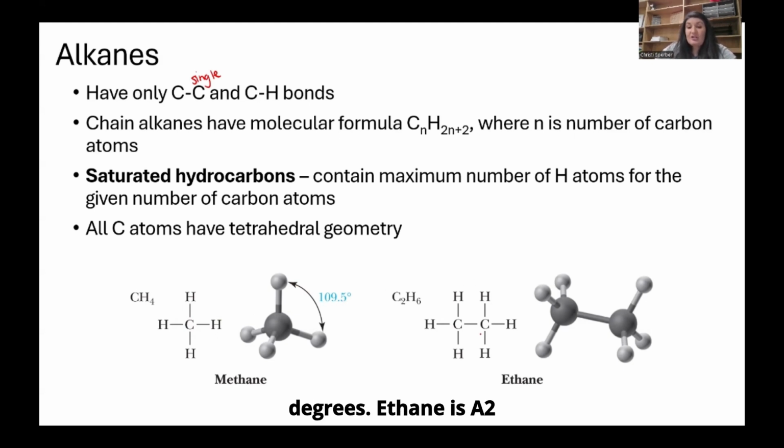Ethane is a 2-carbon alkane. Each carbon is bonded to the other, so it has a single bond between the carbons, and the rest of the bonds of carbon are bonded to hydrogen, which means that the maximum number of hydrogens are there, so it's saturated with hydrogens.